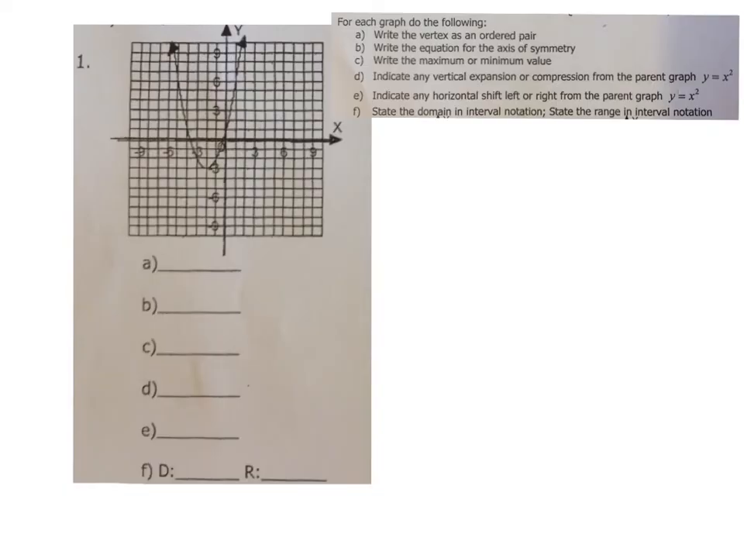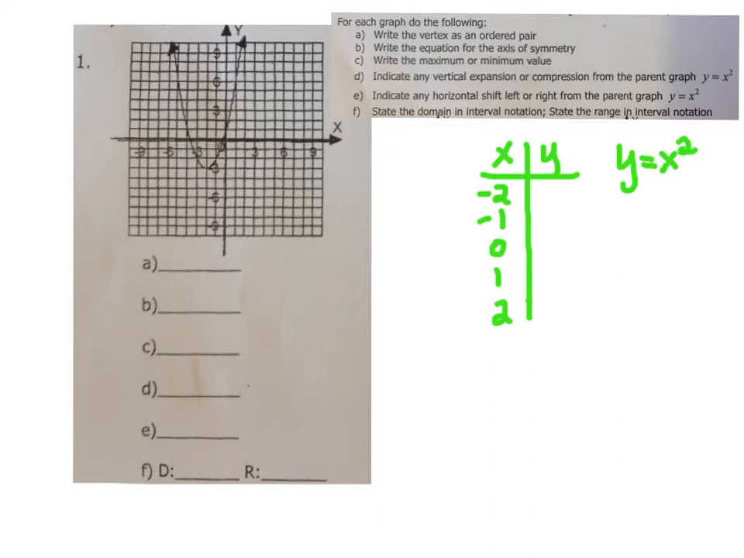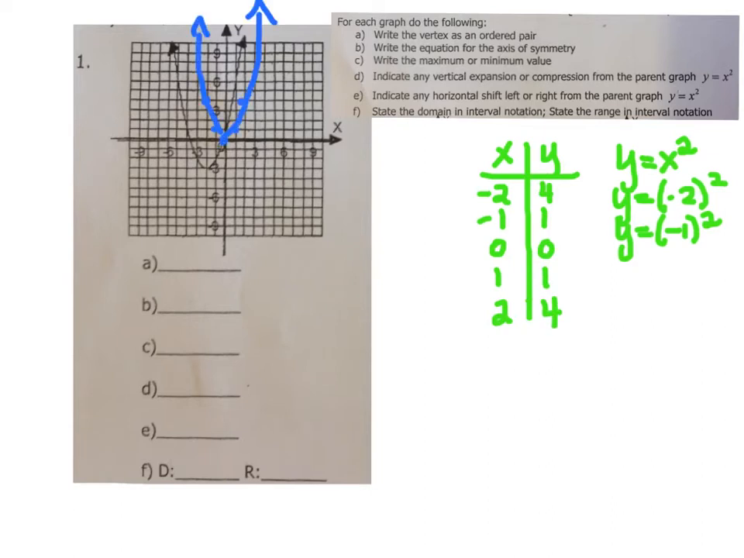So before we start this, let's make sure we do a parent table of the parent function. Okay, remember for parents we always use -2, -1, 0, 1, and 2. And if I plug that into the parent function, y equals -2 squared, this is going to be 4. y equals -1 squared, this is going to be 1. 0 squared, 1 squared, 2 squared. Then I'm going to plot those points on, and this is my parent function.